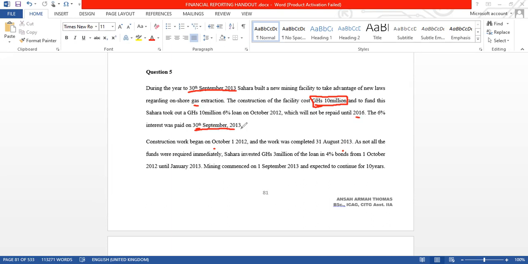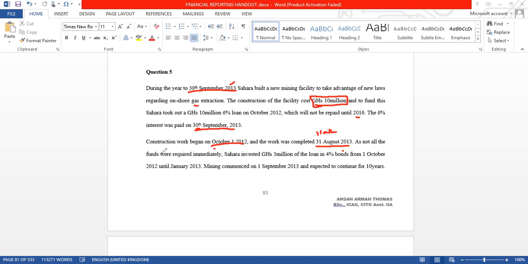All right, so we see that interest has been paid. Then it said that construction actually began on October 1, 2012, and the work was completed in August. So normally if the accounting year ends in September, then probably it began in October of the previous year. All right, but we have August before September, right? So it means that there is a sort of 11 months thing here we need to take note of. All right, let's go on.